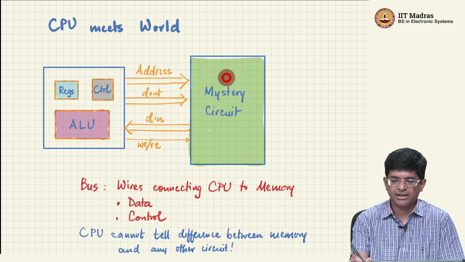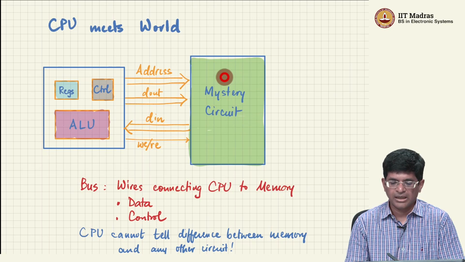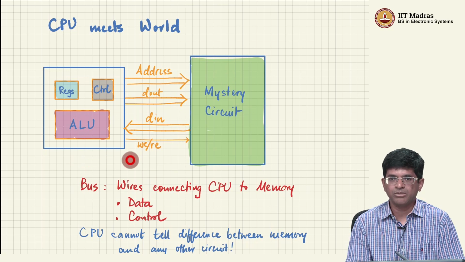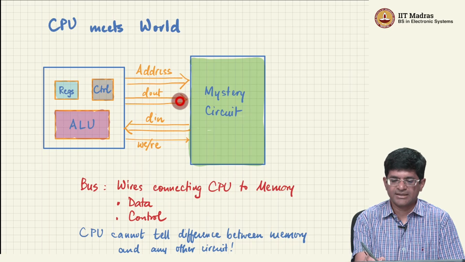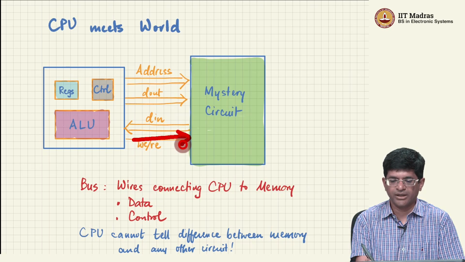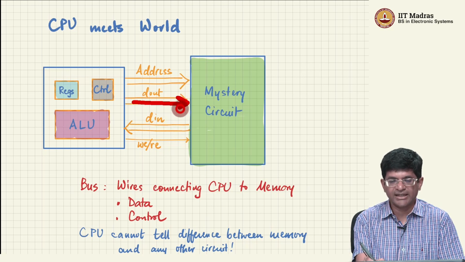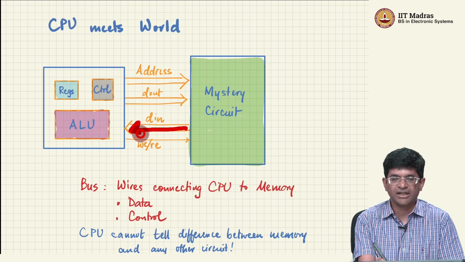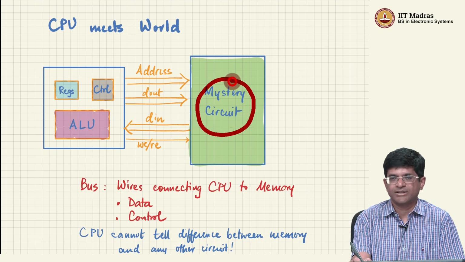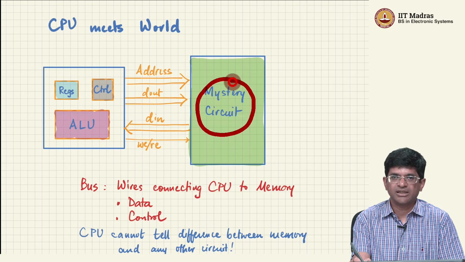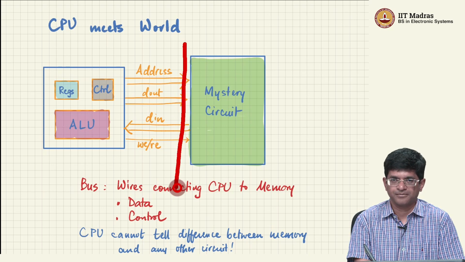I could just as well have taken out that word memory and replaced it with a mystery electronic circuit, right? And the CPU would not be able to tell the difference, right? As long as it gives out an address, it gives out a control signal out here, and it either allows it to write data, or rather it just takes the data that it writes, or it gives back data when requested, right? There is no way that the CPU can actually physically tell that this is not a memory block and is some other mystery circuit out here, right? Because there is an abstraction at this point.